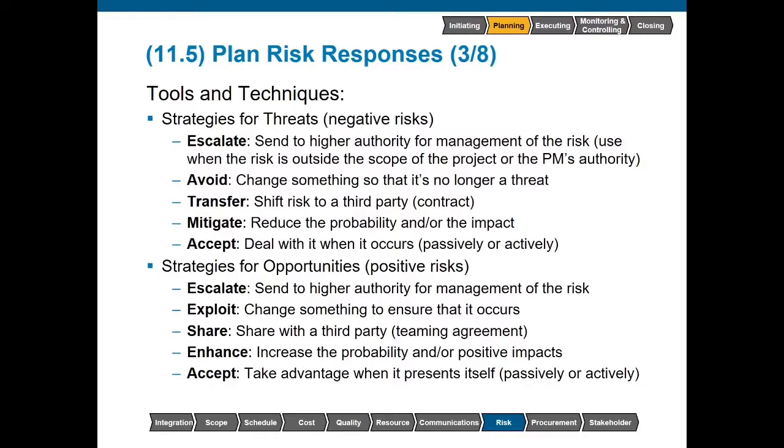Mitigation and enhance both deal with trying to manipulate the probability or impact of specific risk events without fully eliminating them. And with acceptance, we have passive and active. Passive acceptance refers to just the acknowledgement and documentation of a risk event, whereas active acceptance would be the actual assignment of contingency reserves.